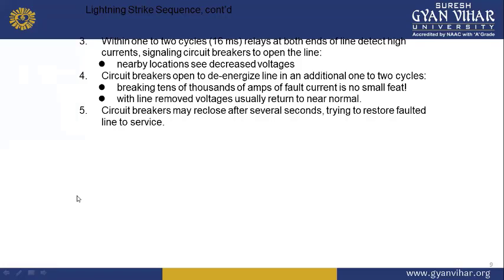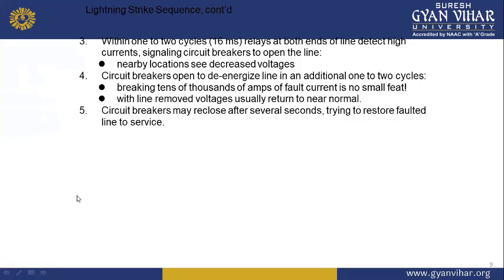Within one or two cycles, that is within 16 milliseconds, the relays at both ends of the line detect the high currents and signal the circuit breaker to open the line. The circuit breakers nearer to the locations that see the decreased voltages open the line. We know that short circuits, the faults, are low voltage phenomena, so the voltage gets reduced in those conditions. And the circuit breaker opens to de-energize the line in an additional 1 or 2 seconds.